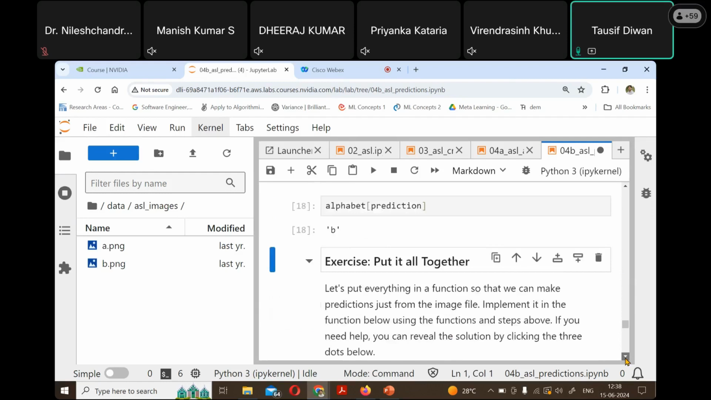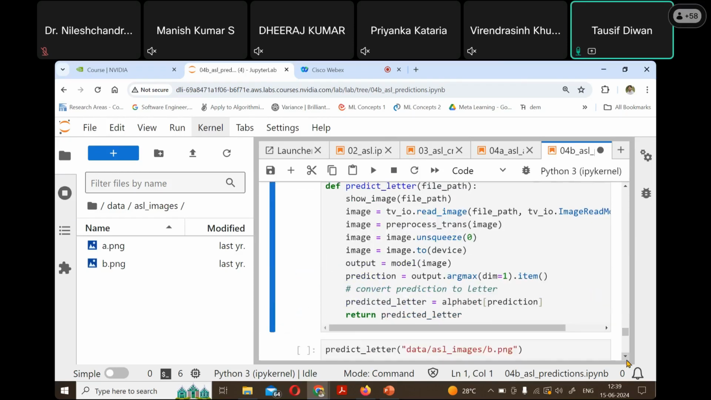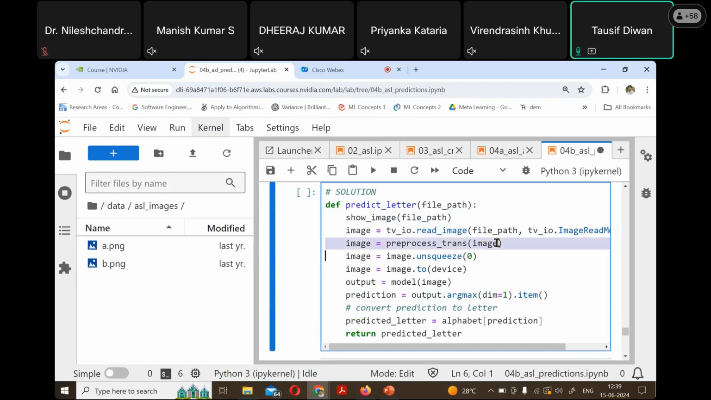Now we can combine everything into one single function. There are several fix-me markers, or otherwise you can see the solution over here. So this is my predict_letter function. Here we need to pass the file path. First of all, show the image, then convert it into the readable mode, then pre-process the image. Then unsqueeze 0 to add one more dimension, pass it to the GPU, calculate the output, then make it a meaningful prediction, and finally it predicts the letter.